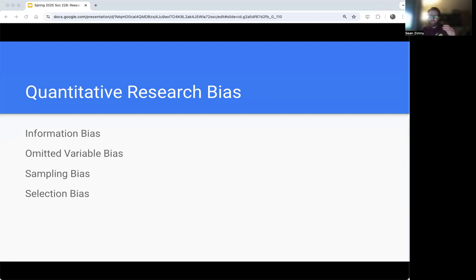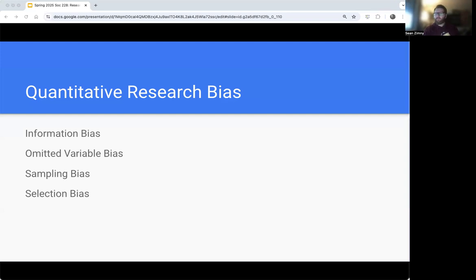Selection bias. This happens when research bias is introduced through participant selection, sampling methods, or recruitment strategies. It's kind of more of an umbrella term that also includes sampling bias. This can distort a study's results if the sample is not representative of the population, also known as the selection effect.